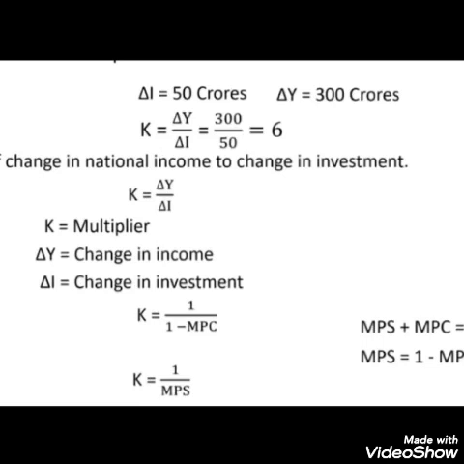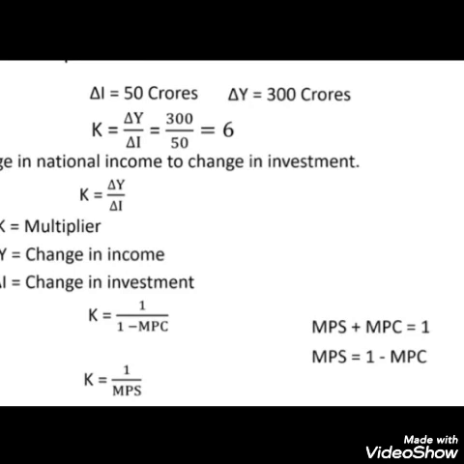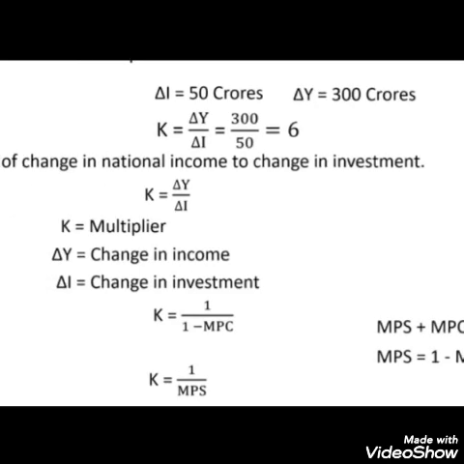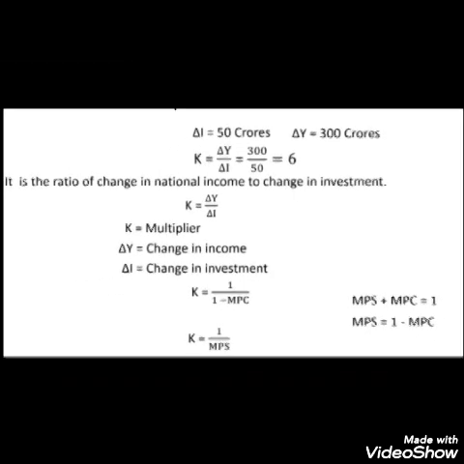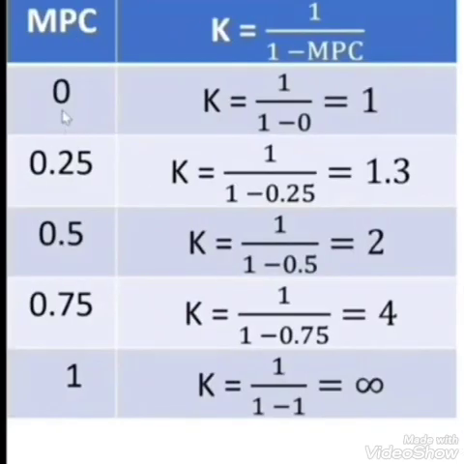1 minus MPC means when we subtract MPC, the marginal propensity to consume, from the total income, then we get MPS, the marginal propensity to save. So it can also be written in another form, that is K equals 1 upon MPS. Let's discuss this with a table.